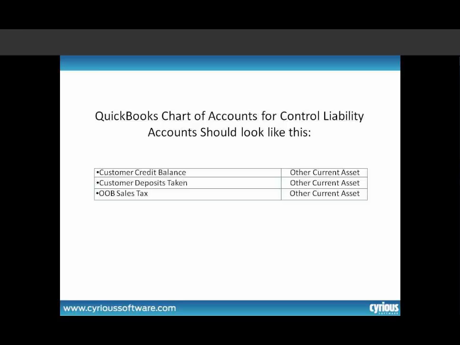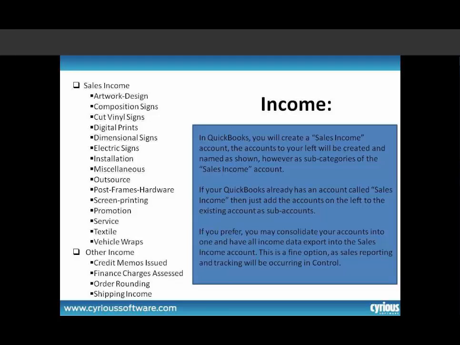Looking at the chart of accounts in QuickBooks for the liabilities exported out of Sirius, you should see it set up like this: customer credit balance, customer deposits taken, and OOB sales tax, all set up as other current liabilities. Alright, the next group of accounts we will be looking at are the income accounts.